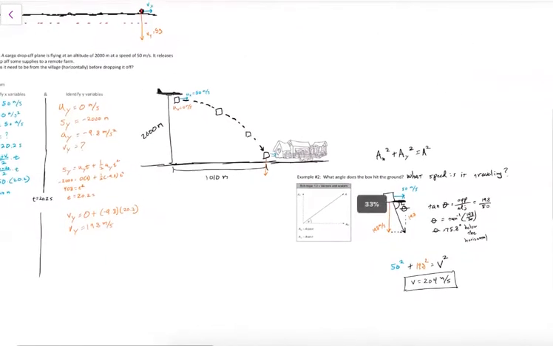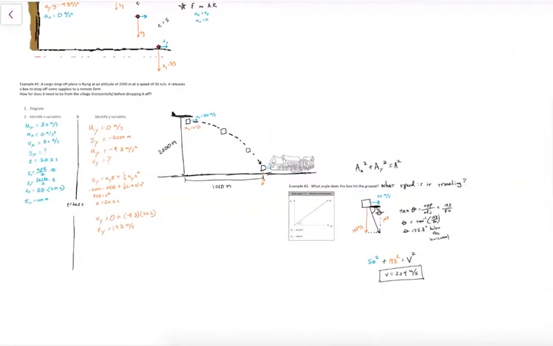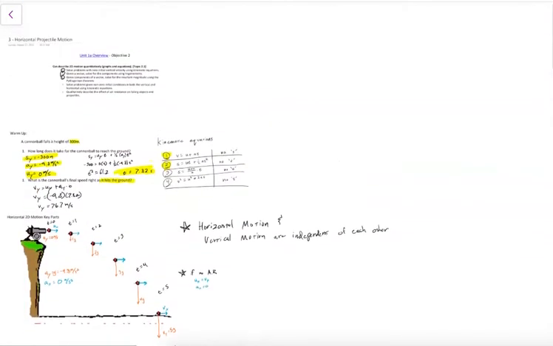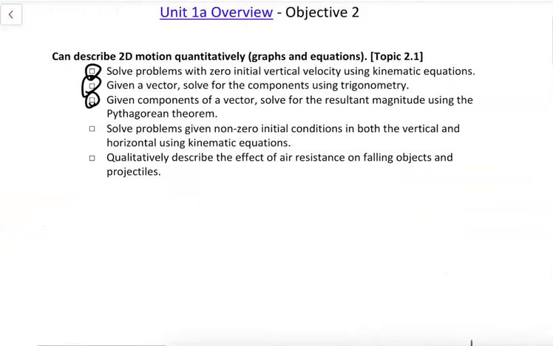So that's the end of this practice. Continue with the practice problem. But let's make sure that we've finished this. So we've solved problems with 0 initial vertical velocity, and given a vector, solved for components using trigonometry. Well, we used tangents. That could use some improvement. So that's the extra practice with vectors. And given a component of a vector, we solved for the resultant magnitude using the Pythagorean theorem. We did that. So that's the end of this video. Begin the practice problem.